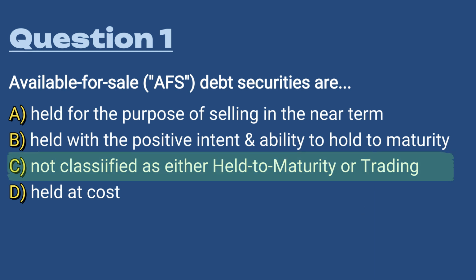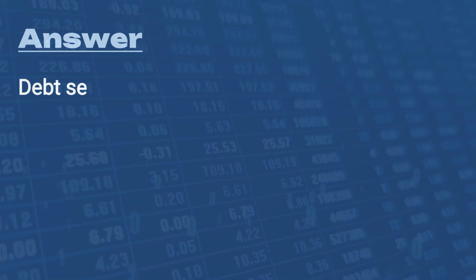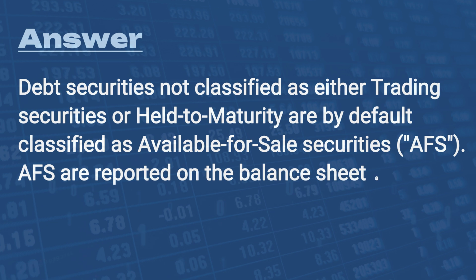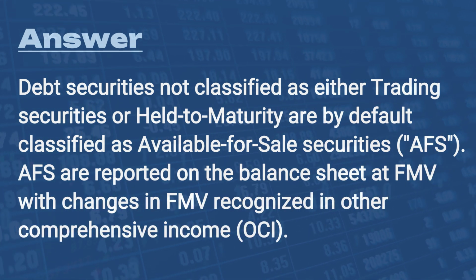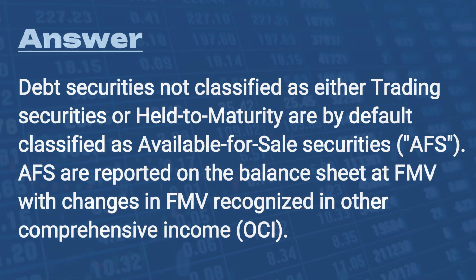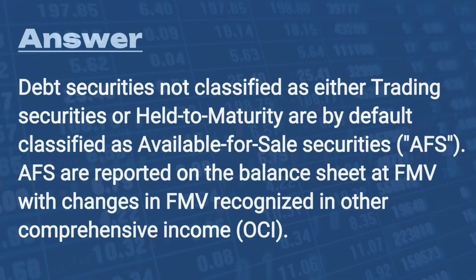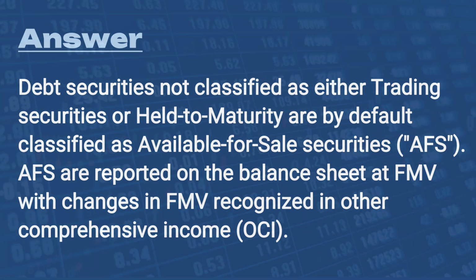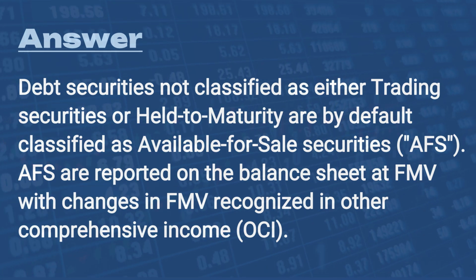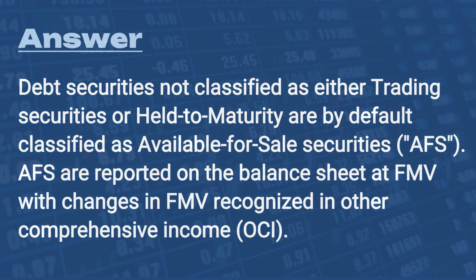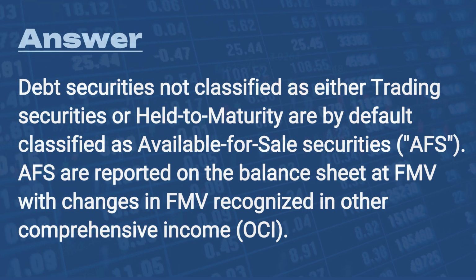The answer is C, not classified as either held to maturity or trading. Debt securities not classified as either trading securities or held to maturity are by default classified as available for sale securities. Now, with available for sale securities, any changes in fair market value will be recognized in other comprehensive income.